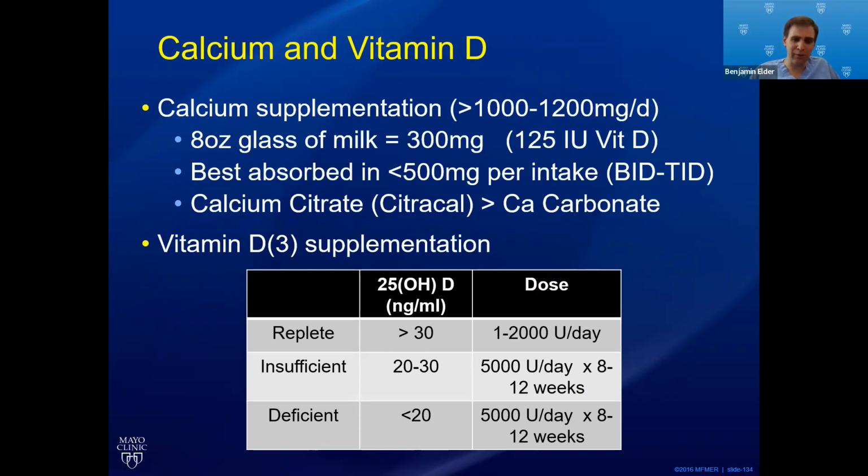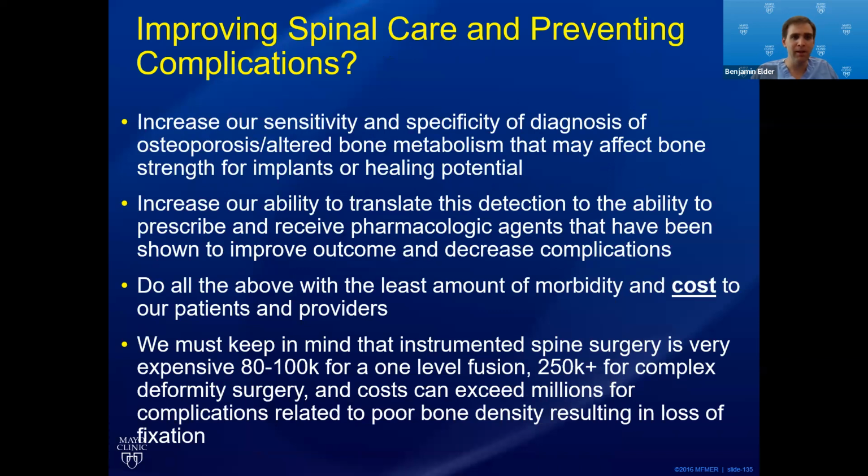So if they're in that 30 to 50 range, we'll typically start them on 1,000, 2,000 units a day. If it's in the 20 to 30 range, we do 5,000 units per day for 8 to 12 weeks, and then recheck it, and typically continue a lower dose after that. And then if it's deficient at less than 20, again, we'll do a similar treatment and then recheck at that point, but typically have endocrinology evaluate them to make sure that we're not missing something else contributing.